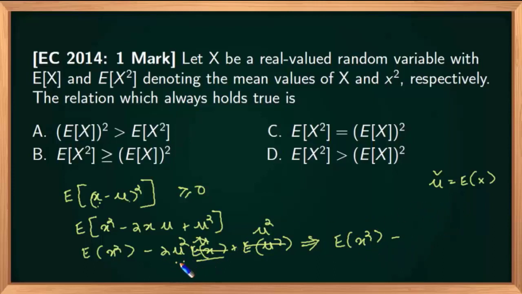But I know that minus mu square is nothing but minus the squared value of the expectation of x. Now the variance is always greater than or equal to 0, which directly implies that E of x square will always be greater than or equal to the square of the expectation of x. So this must be the answer.